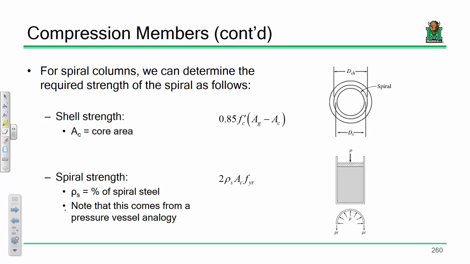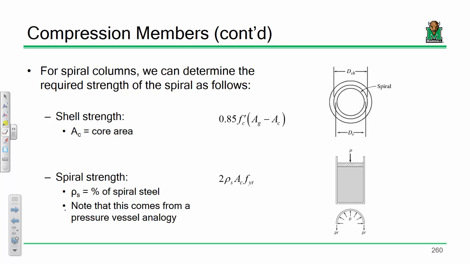The example I used in class is almost like a syringe. You didn't have a needle on it, obviously, but imagine if you had a syringe and you stuck your thumb on the end and started to press down. The syringe acts as a pressure vessel and contains it, and there's actually some resistance there. Well, spiral reinforcement in a concrete column does the same thing.